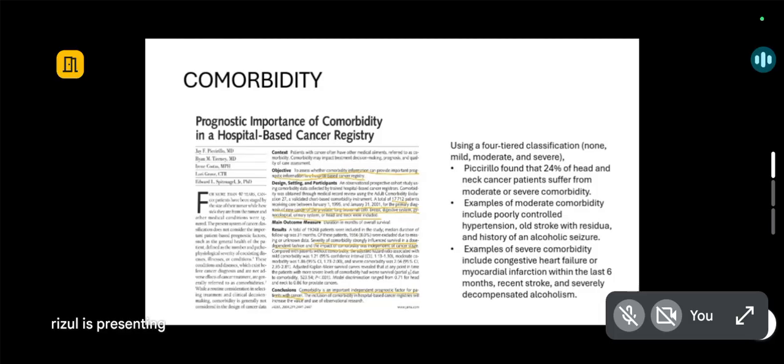So there was one paper by Piccirillo et al. that showed how comorbidities in a hospital-based cancer registry are important as prognostic factors. The result was that severity of comorbidity strongly influenced survival in a dose-dependent fashion, and the impact of comorbidities was independent of cancer staging. So comorbidity is an important independent prognostic factor, as they have shown.